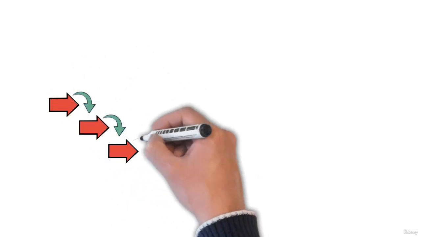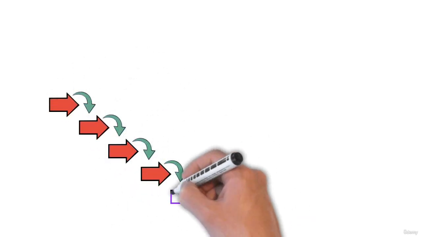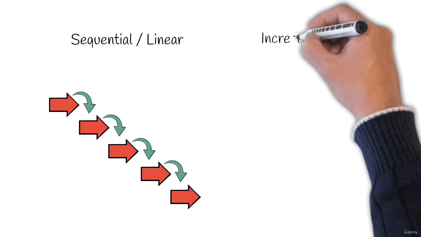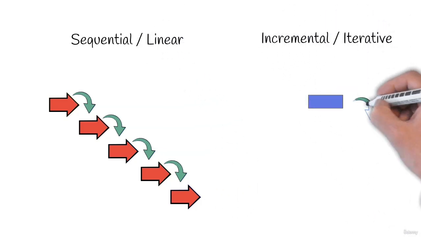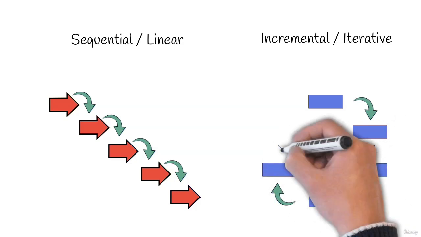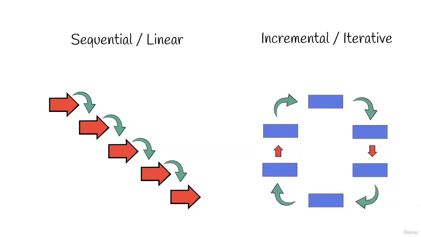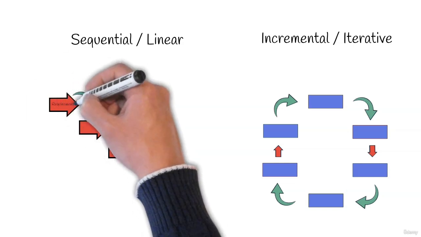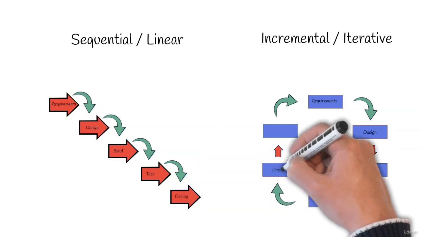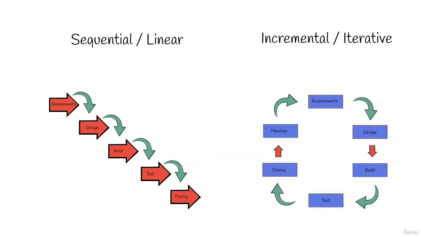We talked about earlier that waterfall projects follow a sequential and linear process. Agile projects and agile frameworks follow an incremental and iterative approach to software development. And the phases between both are very similar, where we still gather the requirements, we still design, build, test, deploy, and then ultimately maintain.